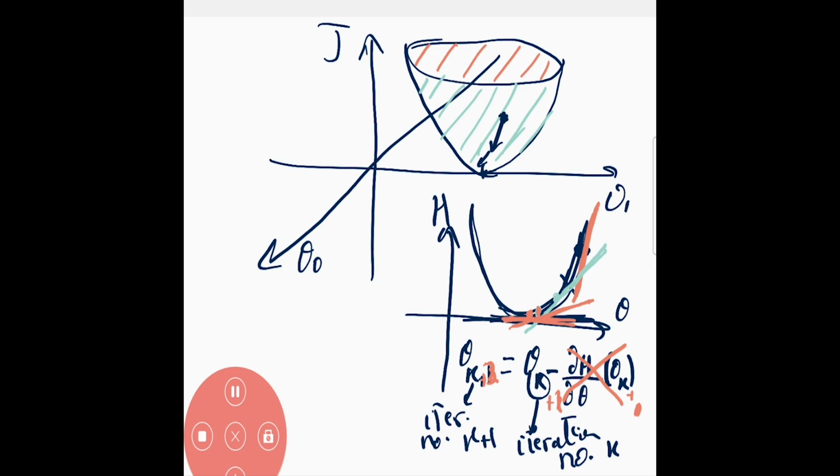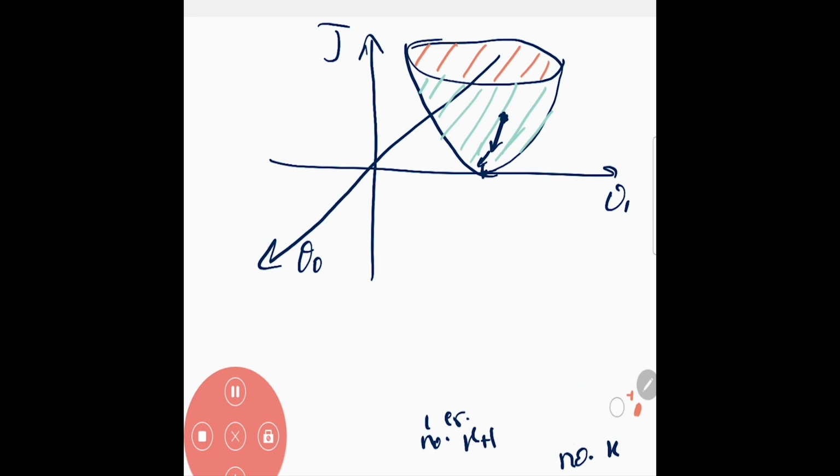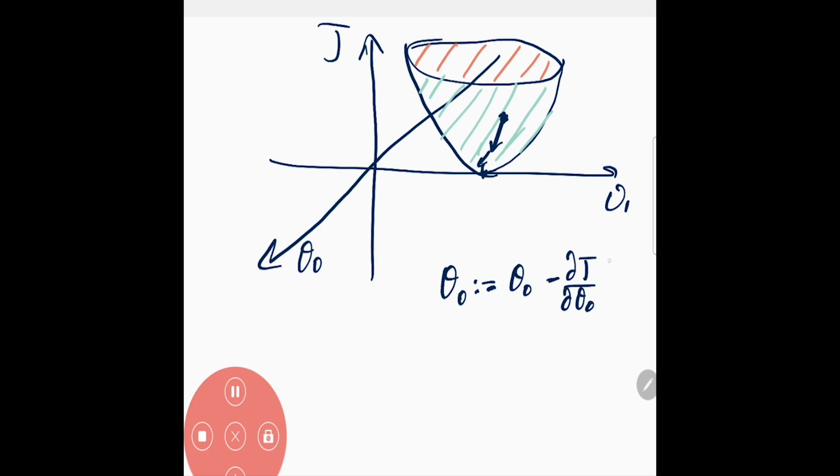And we can actually use gradient descent even for this 3D shape we have right here, because the derivative or the slope will have two components instead of just one. So what will happen is, if we keep applying that for theta node, the new theta node will be equal to the old theta node minus the partial derivative of j by theta node at the old theta node.